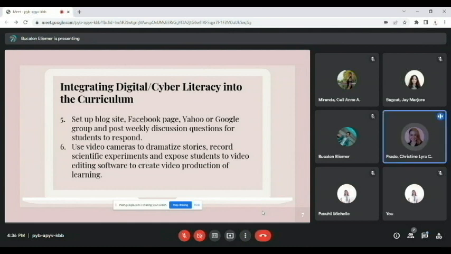Fifth, set up a blog site, Facebook page, Yahoo or Google group, and post weekly discussion questions for students to respond to. Use the chat windows strategically. Just like in a classroom, students need a moment to process a question and formulate their responses. Sixth, use video cameras to dramatize stories, record scientific experiments, and expose students to video editing software to create video production of learning. So online discussion is a critical part of online learning, and as such, students need to develop the skills necessary to engage in this space.